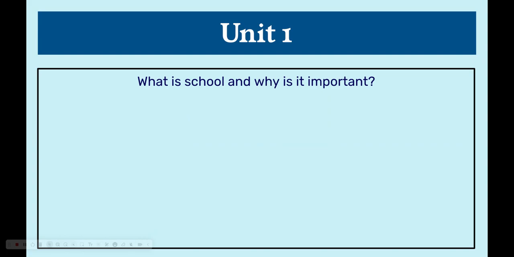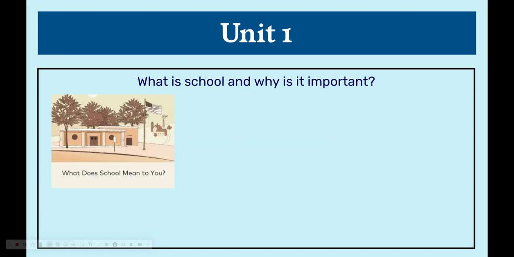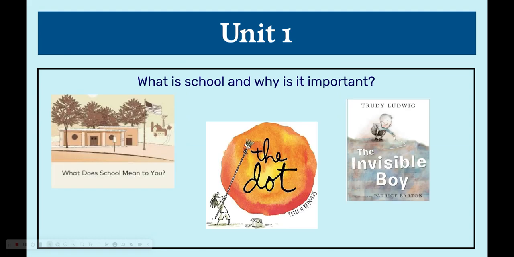Unit 1 aims to answer the question of what is school and why is it important. To answer, your child will be read, What Does School Mean to You?, The Dot, and The Invisible Boy. Each book presents children facing different experiences in school and leads to rich classroom discussions around the importance of school.